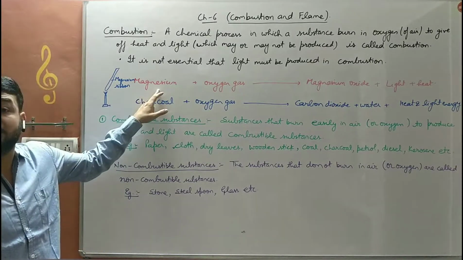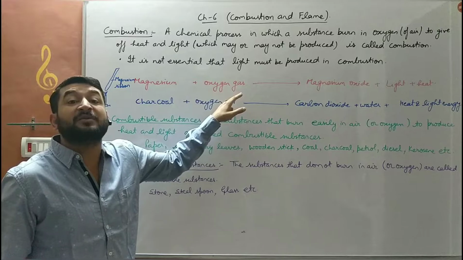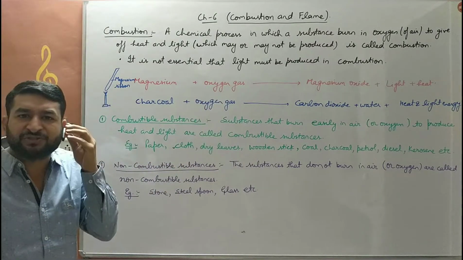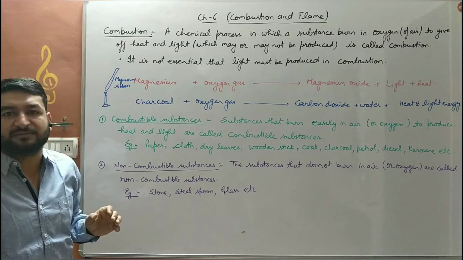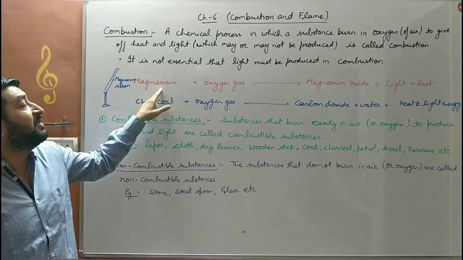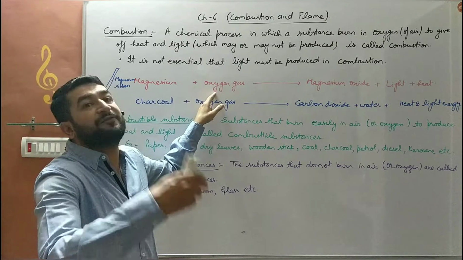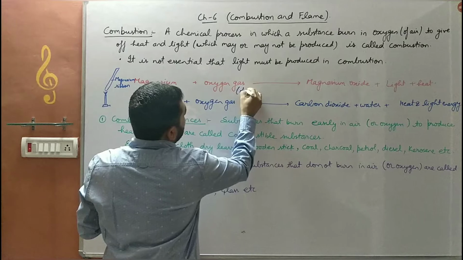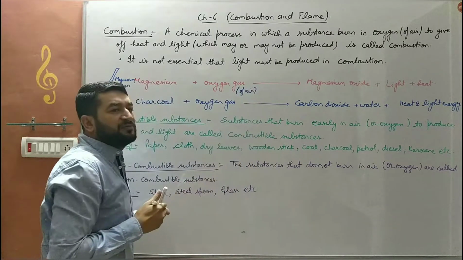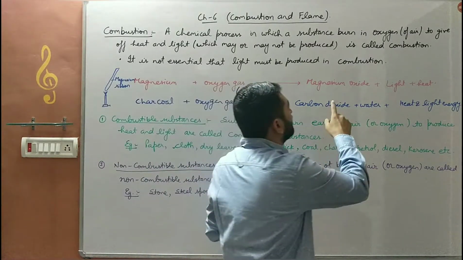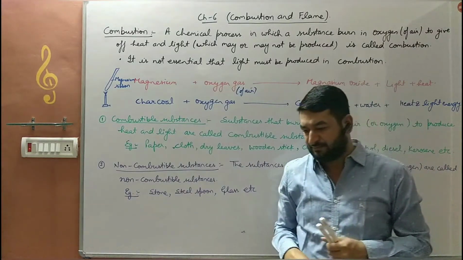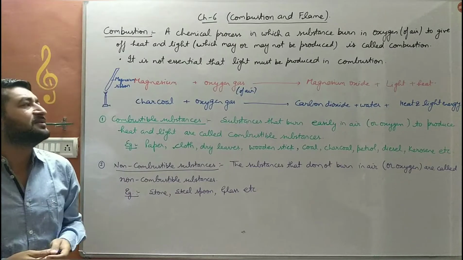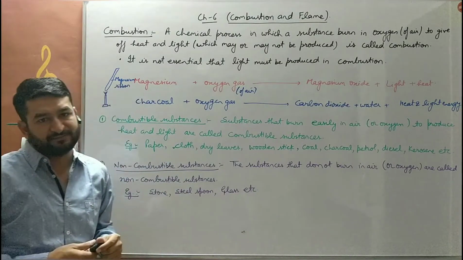So when magnesium burns, that means it reacts with oxygen. Burning or combustion is not possible without oxygen, bache. So when magnesium burns, it reacts with oxygen of air. That oxygen comes from the air, bache, the atmosphere, and forms a compound, magnesium oxide. It's a white color powder. Along with that, it releases heat and light. These are two forms of energy, bache.